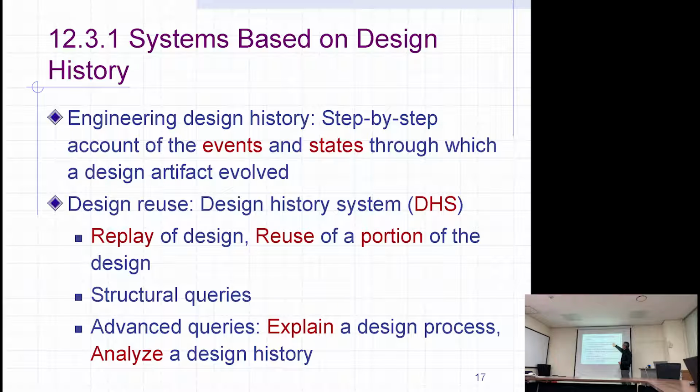Engineering design history, step by step. The sequence of events means there is a timeline. And every state is a time along the timeline; because of the events, the state is changing. So time sequence is important. We replay the use of this history.